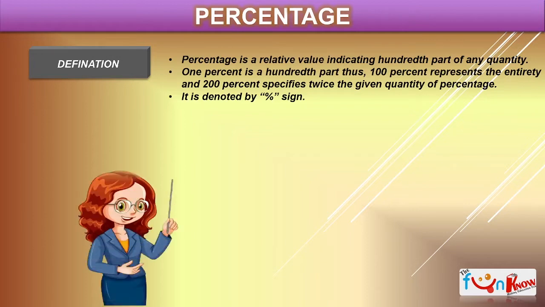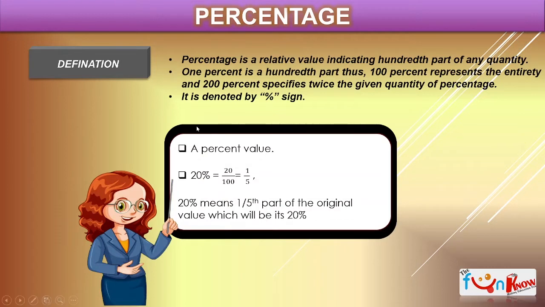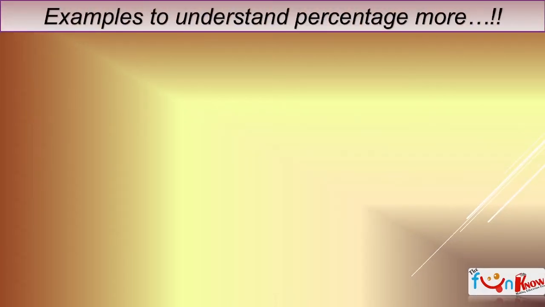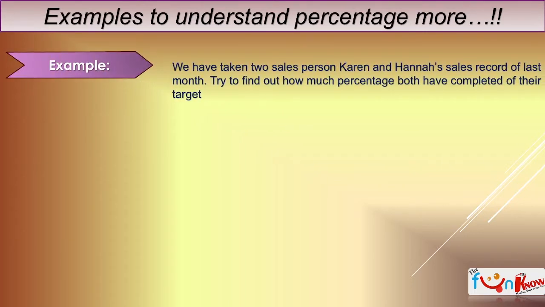Percentage itself is denoted by a sign. You can see the sign over here. This is a percentage sign. Percent value 20%. If you have to find out the 20%, then what you will do is you will just write 20 divided by 100, that is 1 by 5. That is, 20% means 1 by 5th part of the original value, which will be giving you 20% of that value. We'll understand the percentage more with an example, students, so that will help you to clear the concept.